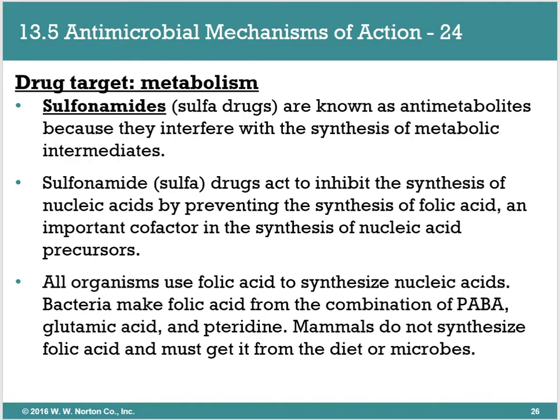Okay. So next that will bring us to metabolism. These are sulfa drugs. They're pretty common, and what they do is interfere with the synthesis of metabolic intermediates such as folic acid. Folic acid is a precursor to making nucleic acids. So if you don't have any folic acid, then you can't make nucleic acids. That is how sulfa drugs work. They prevent the synthesis of folic acid, in turn preventing nucleic acids. So it is interfering with the metabolism of a bacteria. That's pretty cool.